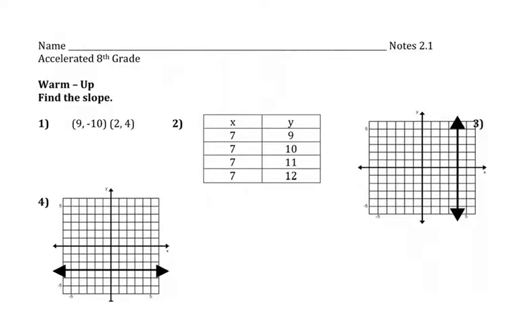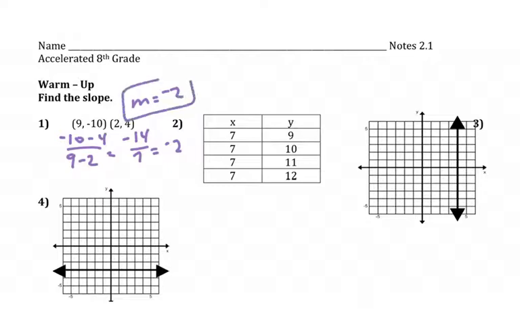On number 1, to find the slope, you're going to do y minus y over x minus x. You have to do those in the same order. And so the answer is -2. So the slope is equal to -2.